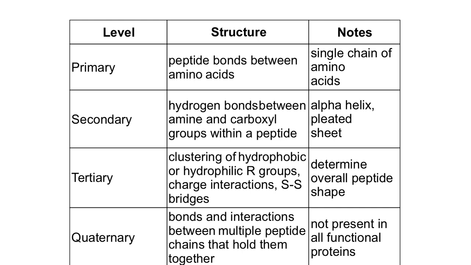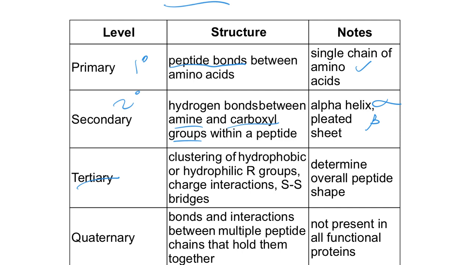So here's a nice summary of the different levels of structure of a protein, what causes it. So the primary structure is due to the sequence of the amino acids in the protein chain polymer, and that's held together by covalent bonds between the amino acids, the peptide bonds. So that produces a single chain of amino acids. Secondary structure is due to hydrogen bonding between the NH2 and COOH groups of the amino acids in the single chain, forming an alpha helix or a beta-pleated sheet.